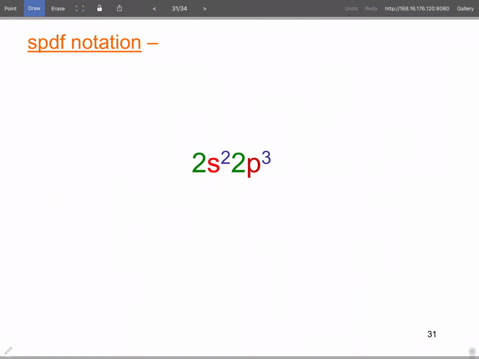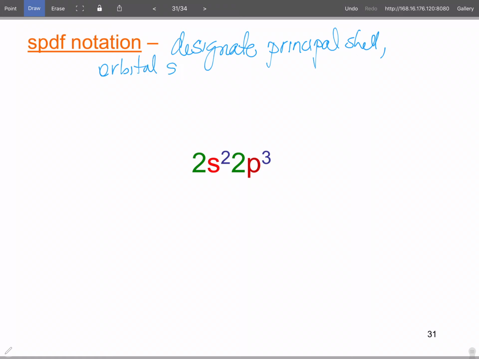So how do we describe how these fill, or where the electrons actually are? Well, we use what's called, this is a high tech, the SPDF notation. It's going to designate the principal shell, the orbital subshell, and the number of electrons.